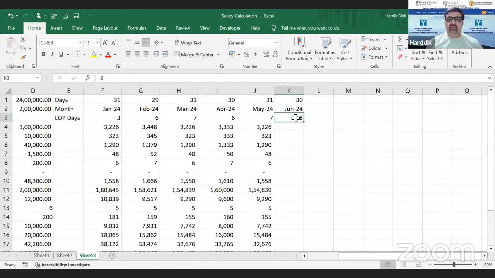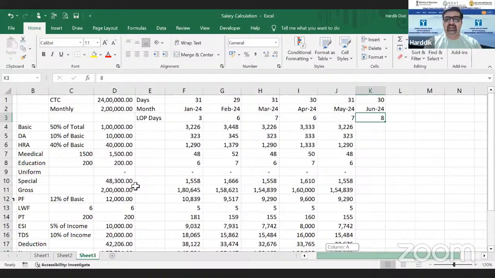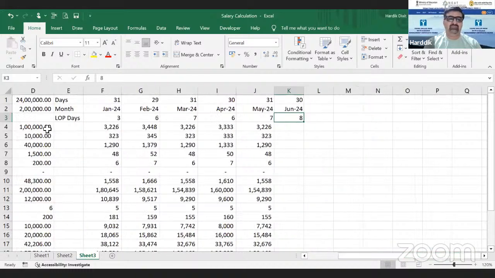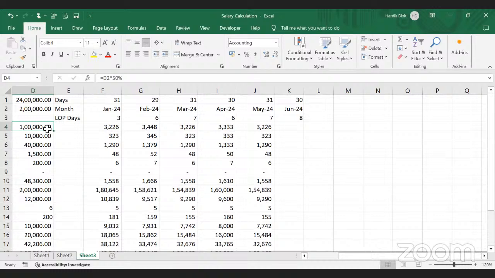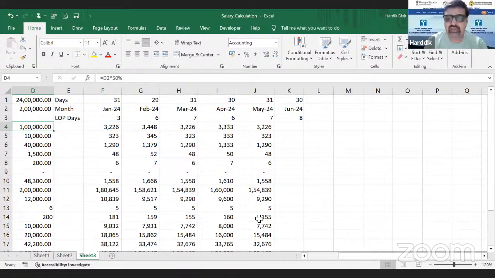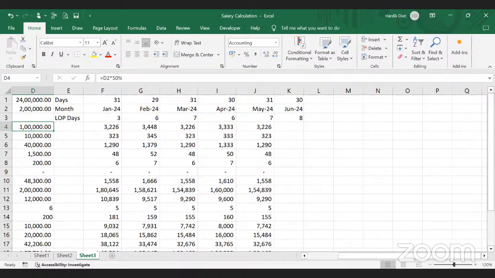So I'm leaving June for homework. You can note these numbers. You already have this value 1,10,000 and everything. Number of days is 30 and number of working days are 22. So you will calculate for the month of June, and you will put it on the group tomorrow. Okay, sir.